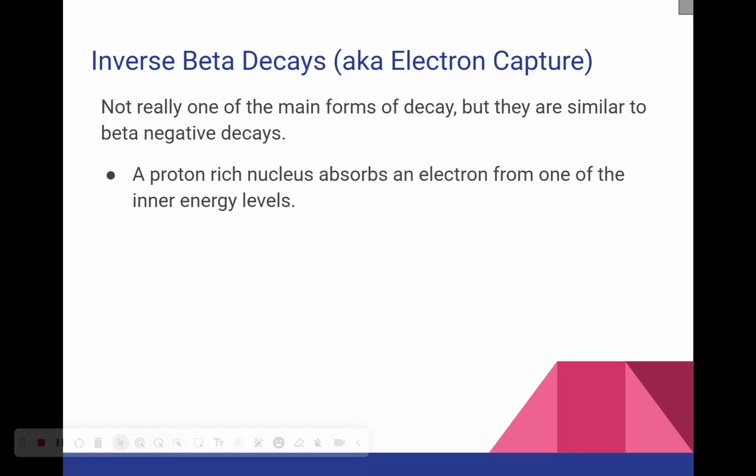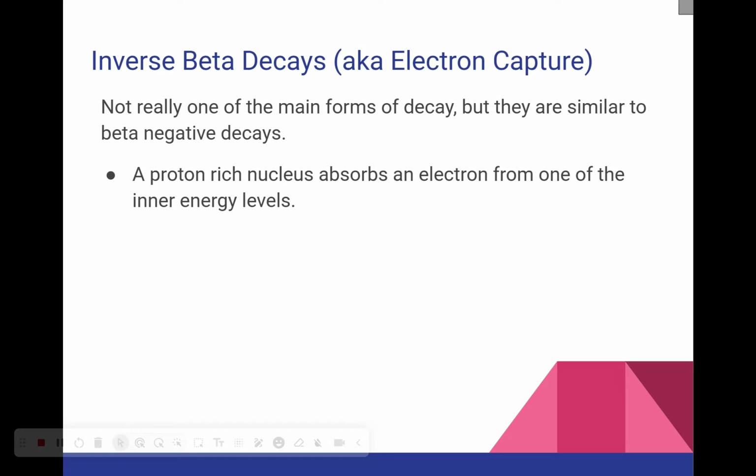Now, the last thing we're going to mention is something called inverse beta decays, otherwise known as electron capture. This is technically not a beta negative or beta positive decay, but they're so similar. I think they're kind of worth mentioning here. And honestly, if this was going to appear on a diploma, they'd give you an information box and they'd be telling you about this, but then they'd want you to still be able to write it out.